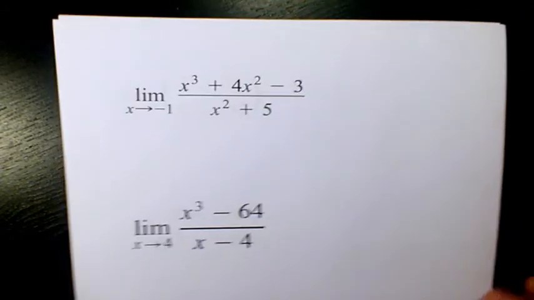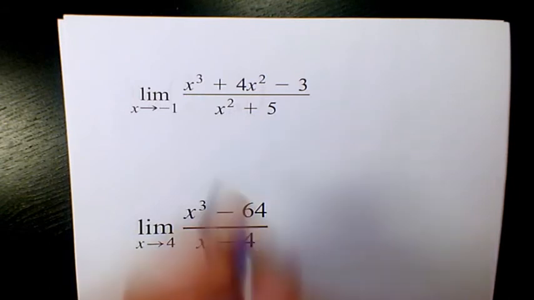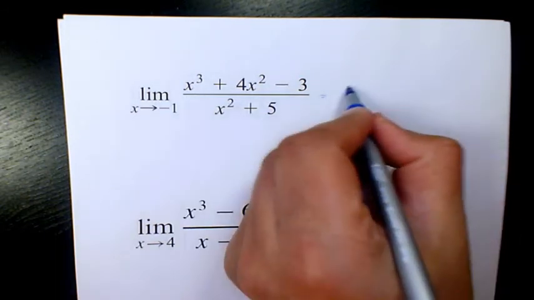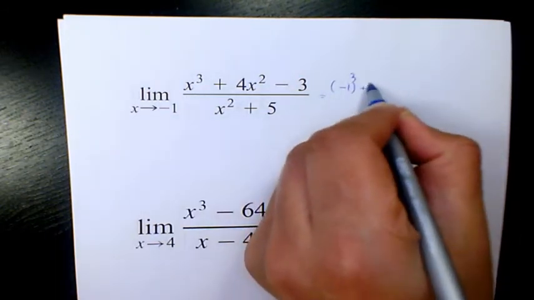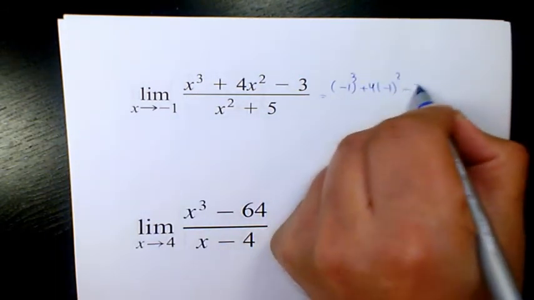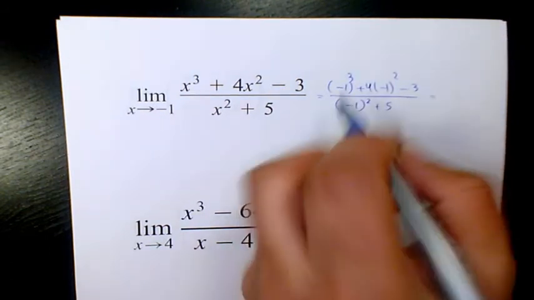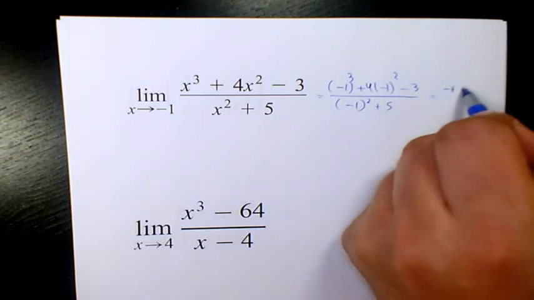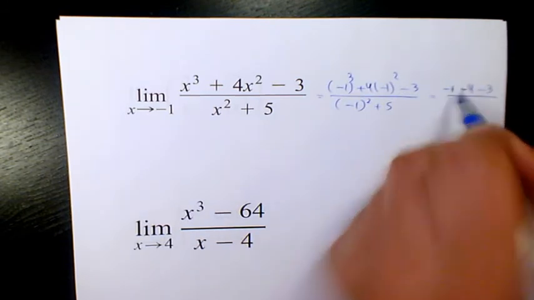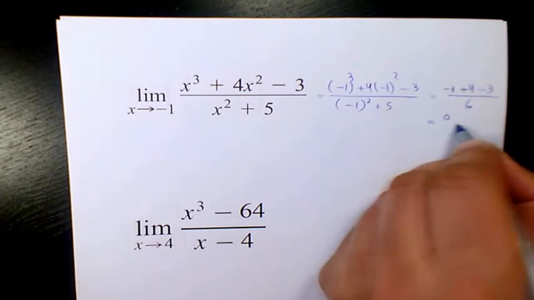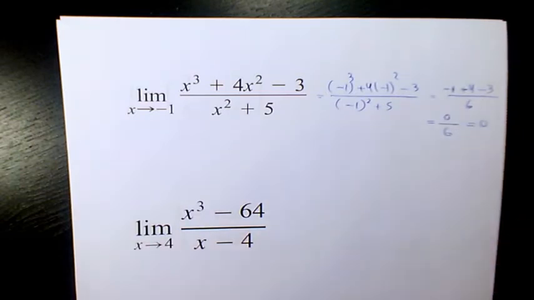Next example. So we have x to the power of 3, negative 1 to the power of 3, plus 4 times negative 1 to the power of 2 minus 3 divided by negative 1 to the power of 2 plus 5. That's negative 1 plus 4 minus 3 divided by 1 plus 5, which is 6. That's 0 divided by 6, which is going to be 0.